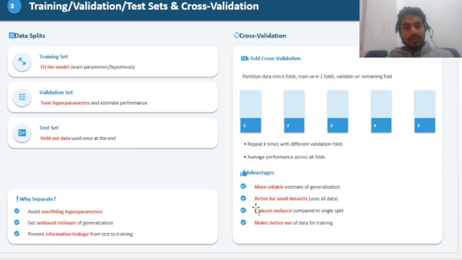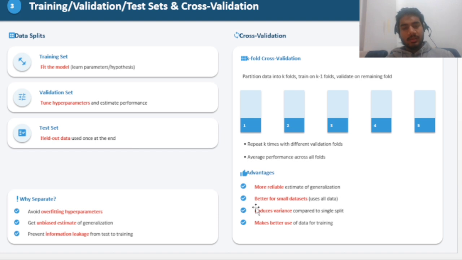Fourth is cross validation. Instead of a single validation split, the data is divided into k folds. Each fold gets used as the validation set. This method is very useful as it reduces overfitting, gives more reliable accuracy and uses data more efficiently. Cross validation is generally better than a simple train test split. This is all about question number 3.